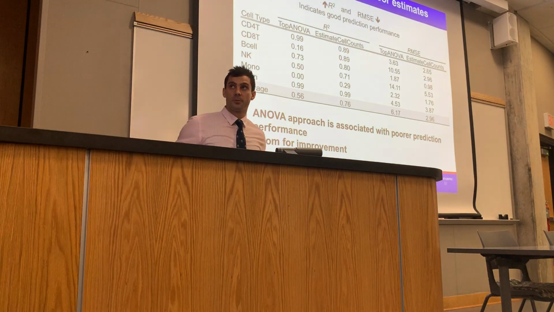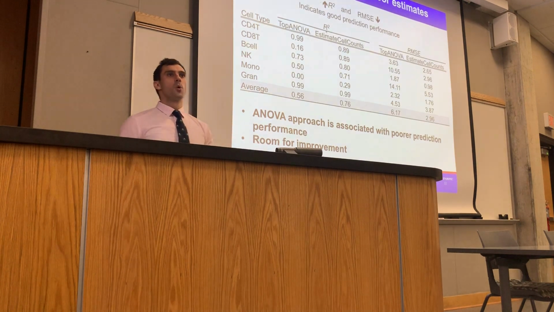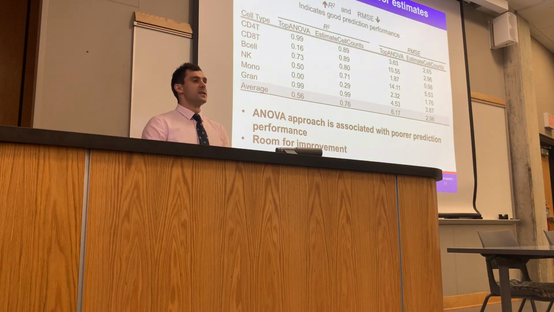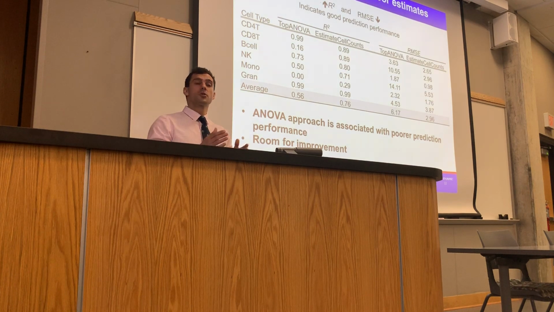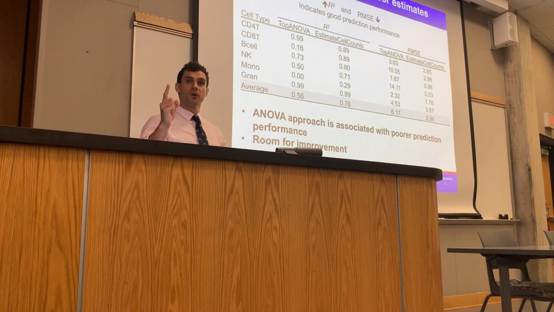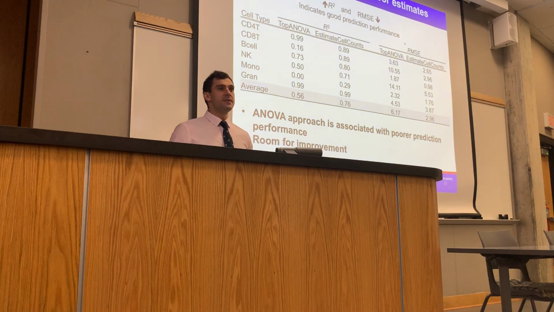Now, what does this actually mean in terms of prediction performance? The two approaches we were just looking at: the first one was called the ANOVA approach, the second one was called estimateCellCounts. I've got two different metrics of prediction performance. The R squared is the proportion of variance in the true proportions that's explained by our prediction. The R squared is bounded below by 0 and above by 1, and we want that number to be as close to 1 as possible. If we had a perfect prediction tool, the R squared would be 1. The RMSE is the average deviation of our predictions from the truth, so we want the RMSE to be as close to 0 as possible.